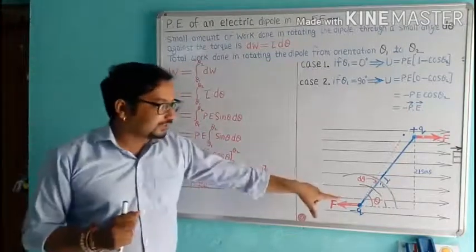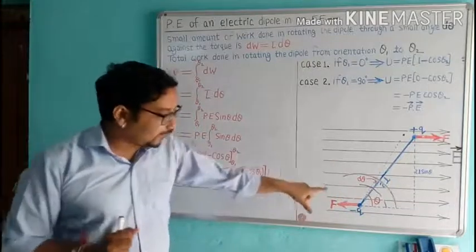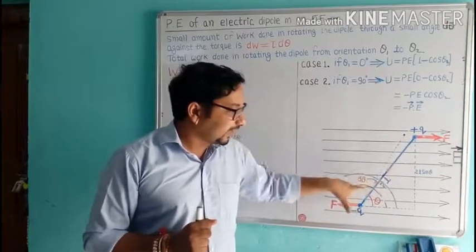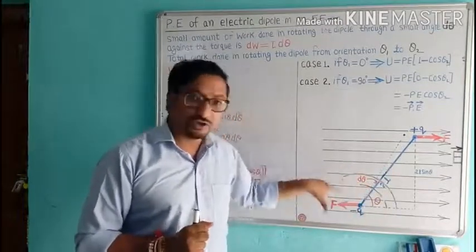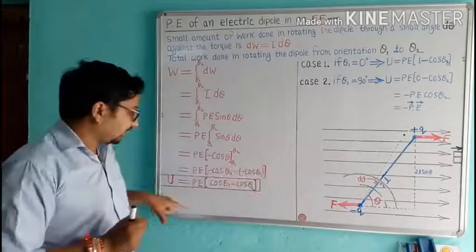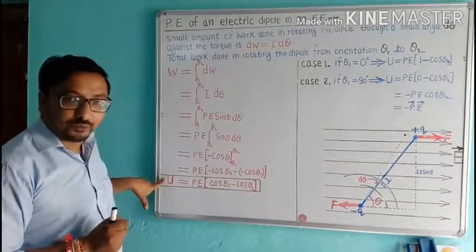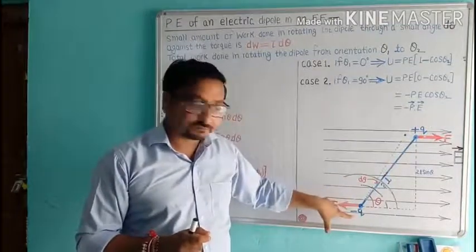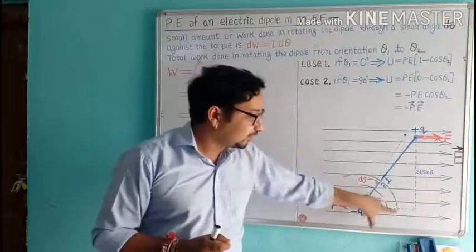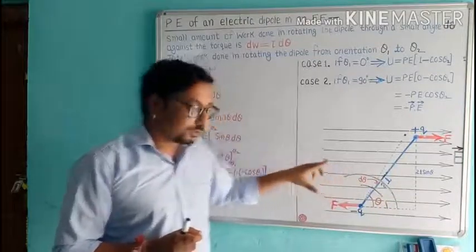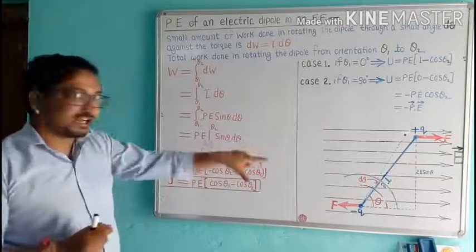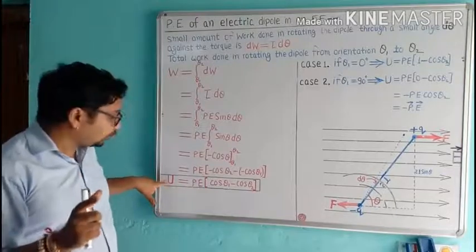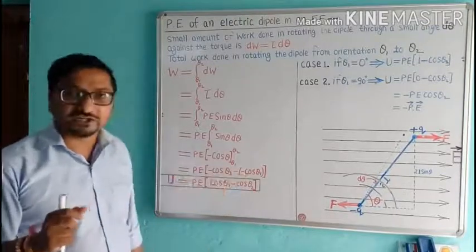Now the work done in rotating the electric dipole from orientation theta 1 to theta 2 is stored in the electric dipole as potential energy. So it becomes U is equal to P E (cos theta 1 minus cos theta 2).